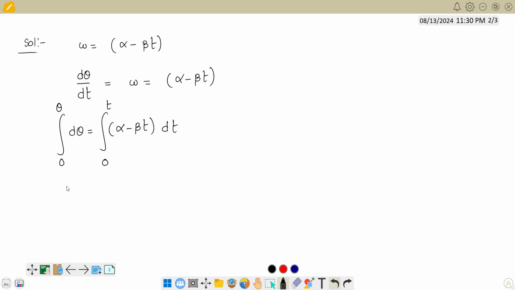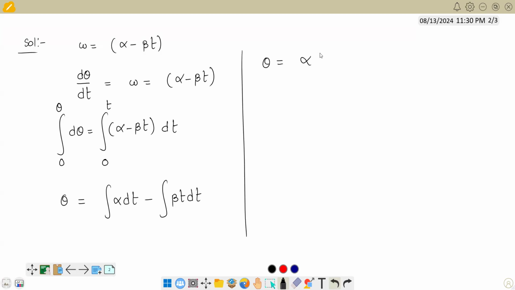Or we can write theta initial minus theta final, anything is fine. So we can write theta equals integral alpha into dt minus integral beta t into dt. So theta equals alpha into integral dt minus beta into integral t dt. We'll write theta equals alpha into t minus beta into t power 1 plus 1 by 1 plus 1, so beta t square by 2.